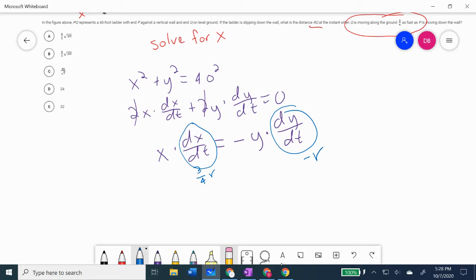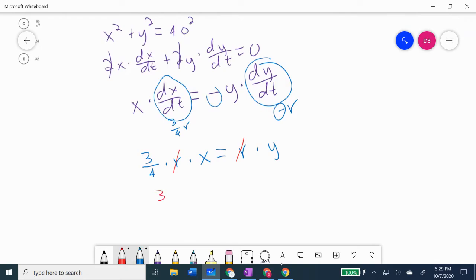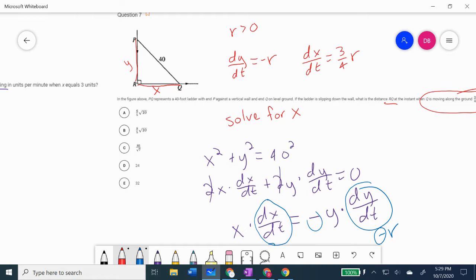That gives me at this point 3/4 times r times x is equal to, I'm going to have these two negatives cancel each other, and it's r times y. Now, both sides can be divided by r. So at this point I have 3/4 times x is equal to y. Still don't have the answer. So what is the relationship between x and y?